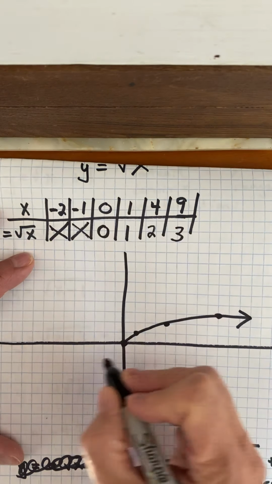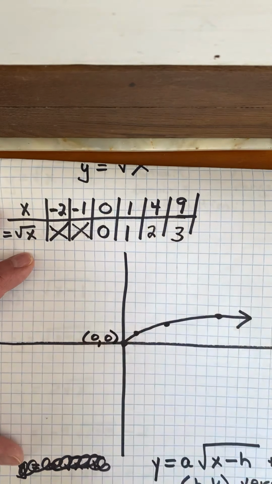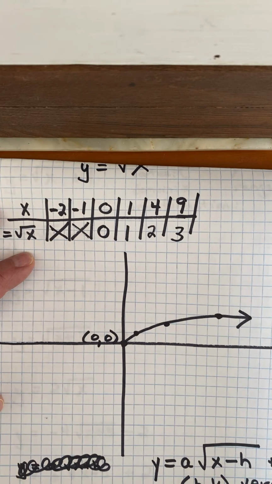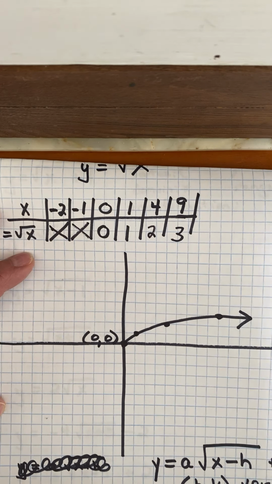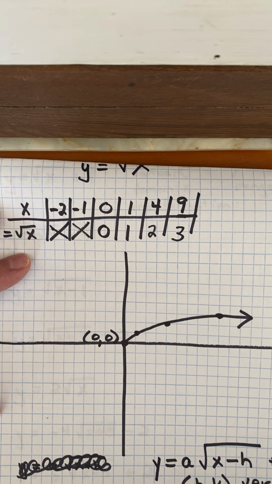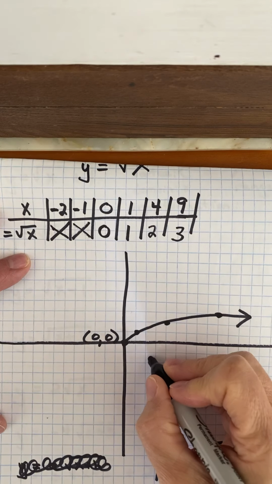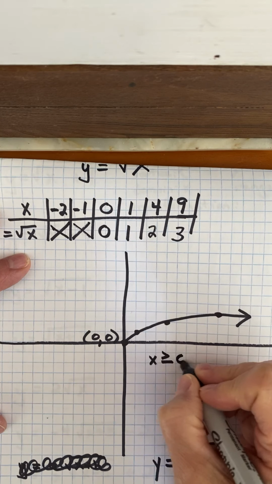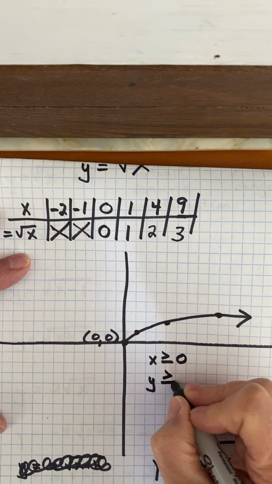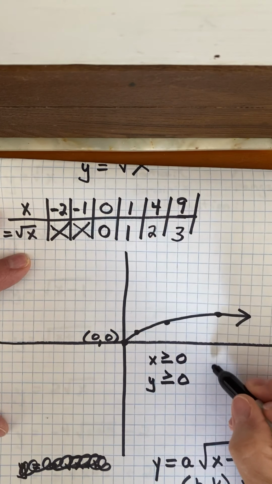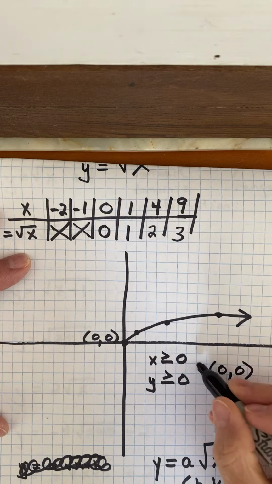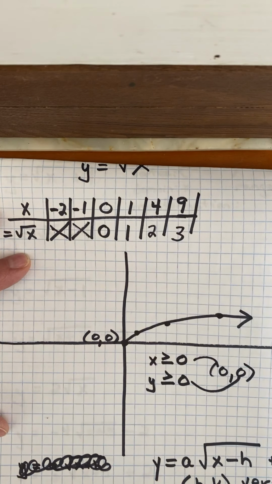Now, when you know your vertex is (0, 0), that helps us come up with a domain and range of this function. Now, we did do domain and range for a parabola, and we know that the domain was always all real numbers, but the range was either above a certain point or below a certain point. Now here, for the square root function, your domain is going to be x is greater than or equal to 0, and your range is going to be y is greater than or equal to 0. And it's not a coincidence that your vertex is (0, 0). That's how we came up with it.